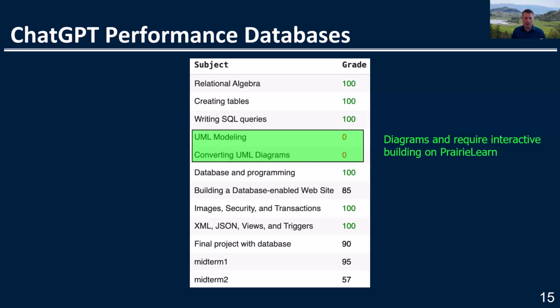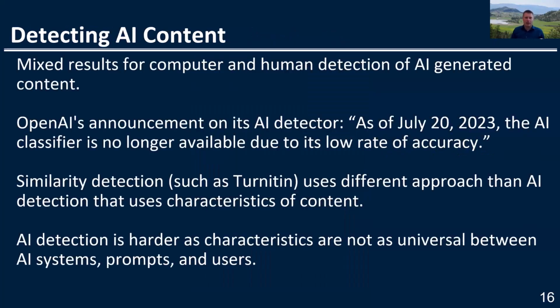So it's just something to be aware of. Then the question is, if AI is so good, how can we detect it? I'll tell you right now, there's mixed results for computer and human detection of AI-generated content. Companies will gladly say they've got really accurate detectors on AI. The question is, how was that validated? How were they providing those statistics for you?